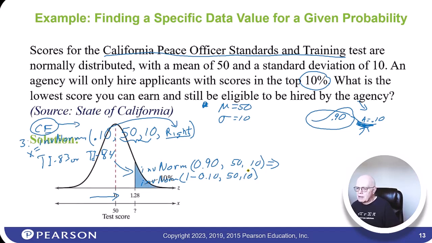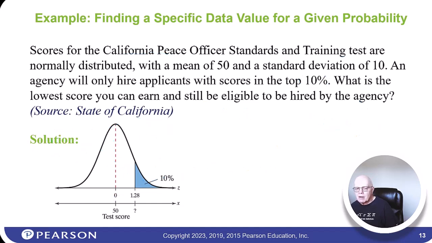So let's give you a better picture here. Clean this up. There we go. So there's our top 10%, but it's on the right. So we have to be clever about this. Remember, 50 is the middle score, and if we're going to get in the California Peace Officers training, we're going to have to be better than 50%. We've got to be better than 90% of the people applying.